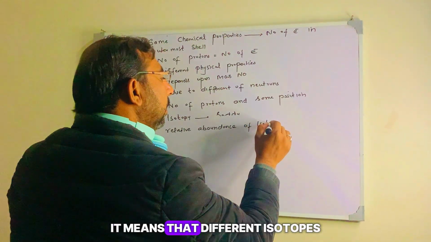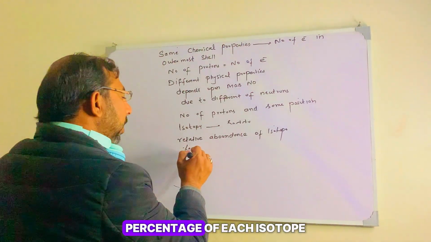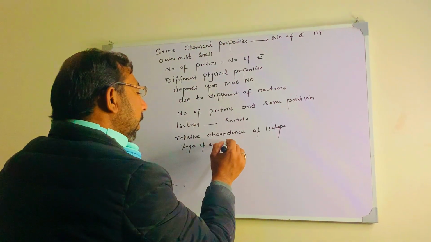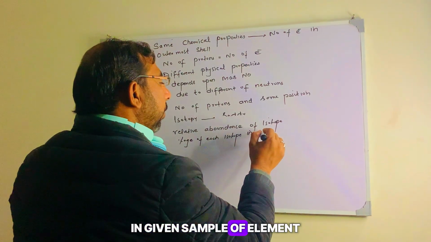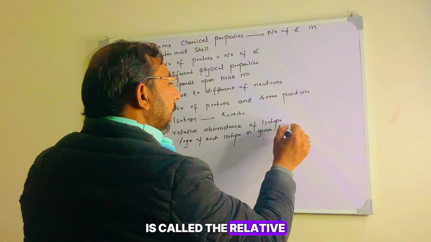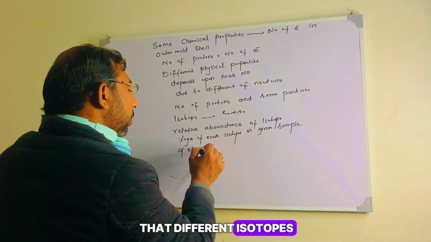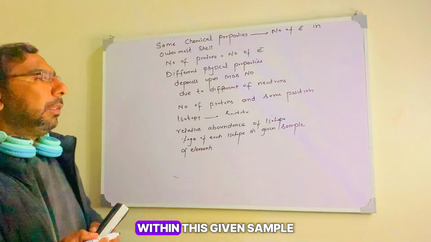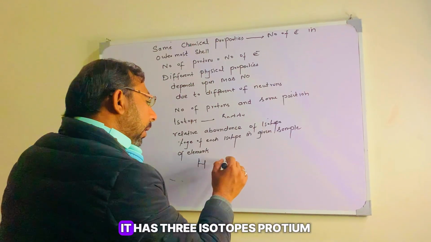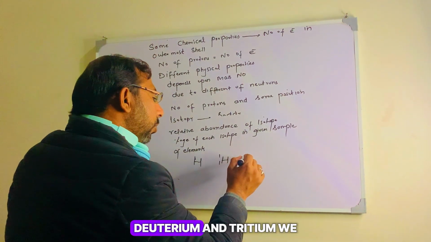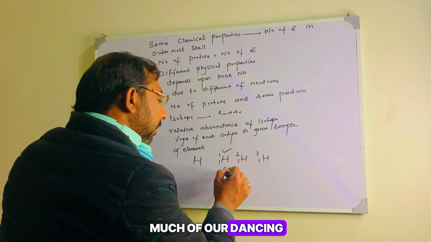It is also confirmed that the relative abundance of isotopes within the same element is different. It means that different isotopes have different percentages. The percentage of each isotope in a given sample of an element is called the relative abundance of the isotope. We can see that different isotopes have different abundance within a given sample of an element. Like for example, we have taken the example of hydrogen. It has three isotopes: protium, deuterium, and tritium. We can see that protium is present in much greater abundance in hydrogen.